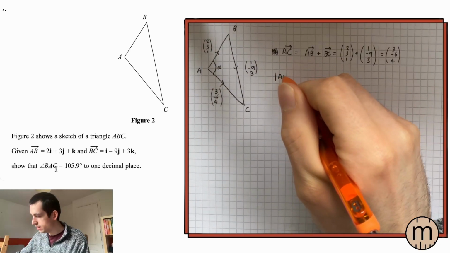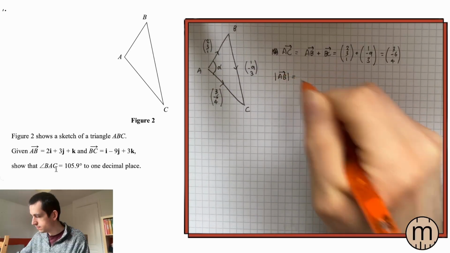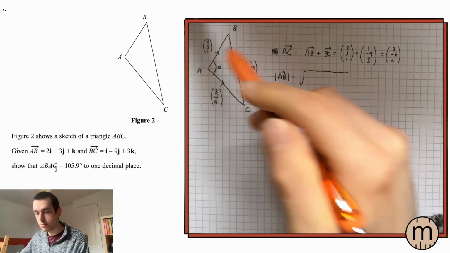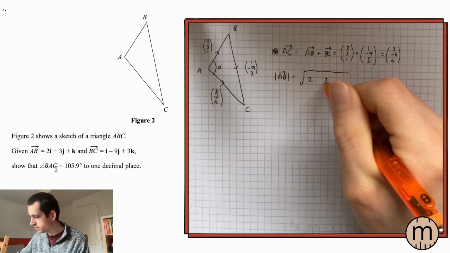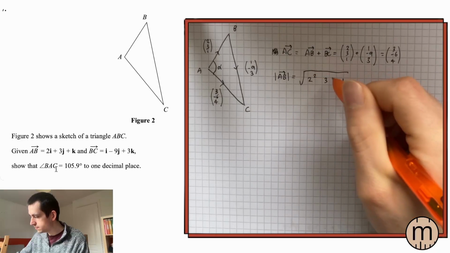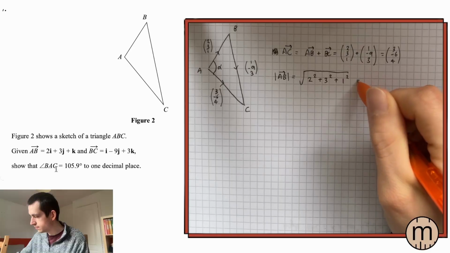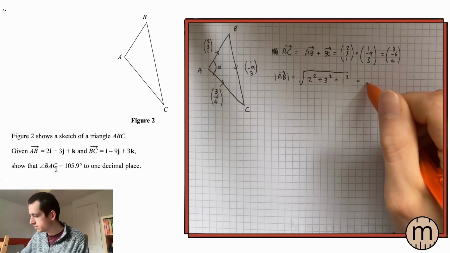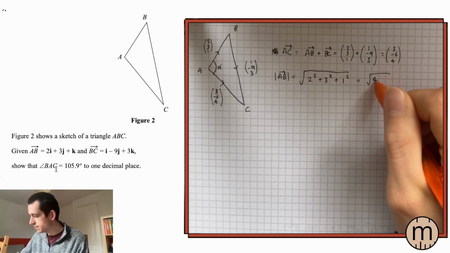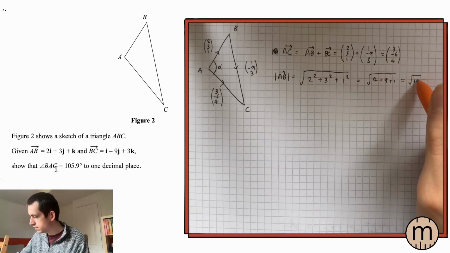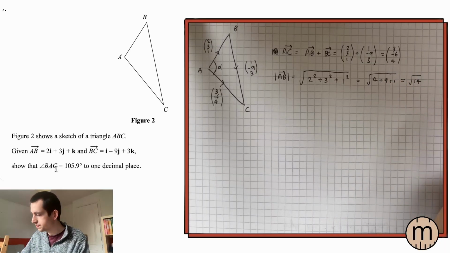The way we're going to do that is we're going to do a big square root of all the components of the vector squared and added together, like this. In this case, we're going to get the square root of 4 plus 9 plus 1, or the square root of 14.